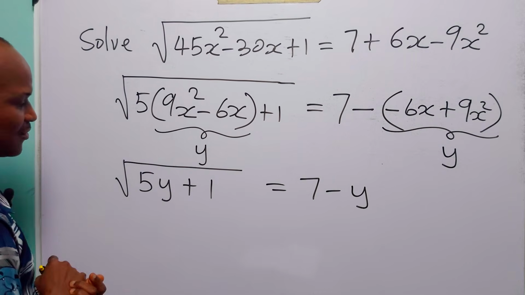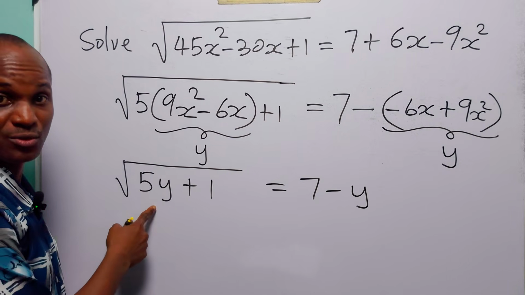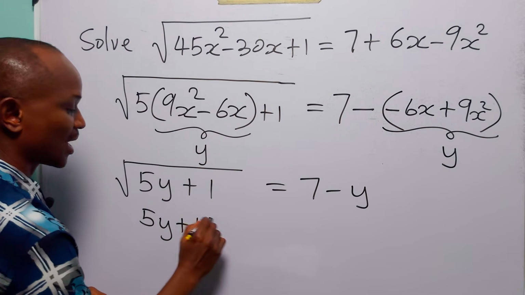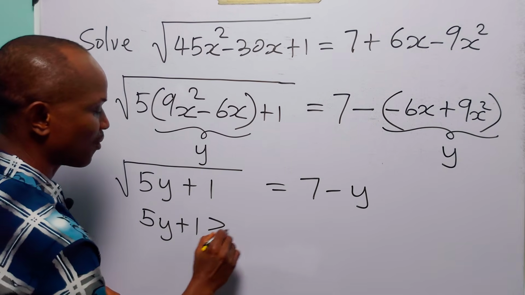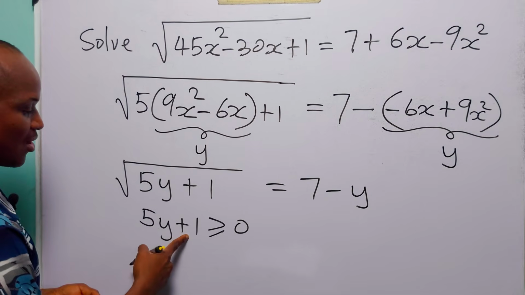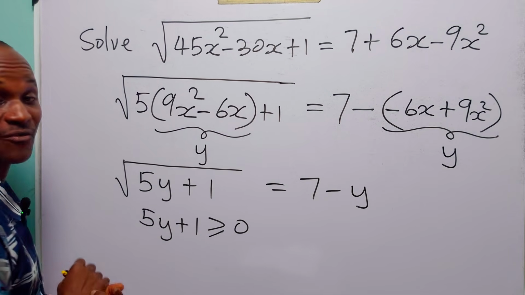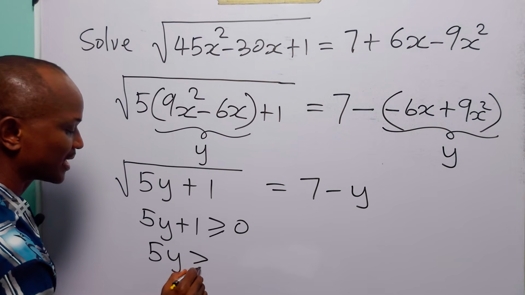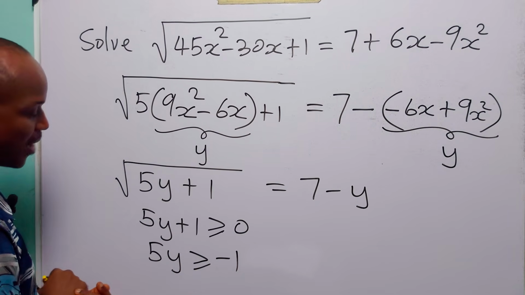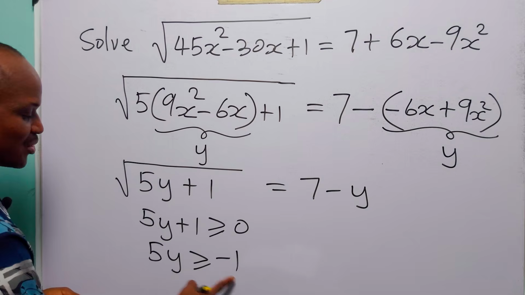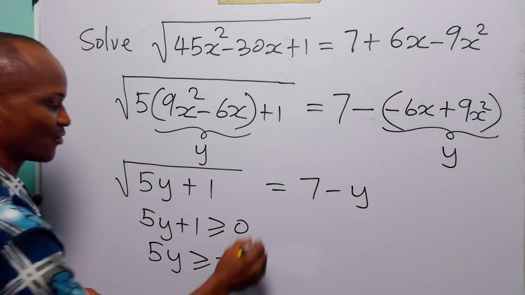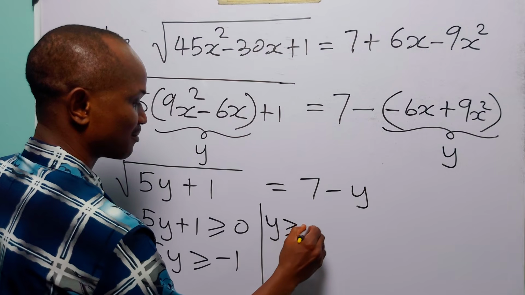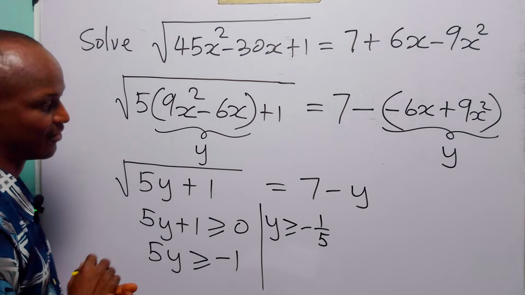Now, when you look at this equation, of course, you know that for this square root to be defined, then 5y plus 1 must be greater than or equal to 0. When we subtract 1 from both sides of this inequality, we have that 5y must be greater than or equal to minus 1. And of course, when we divide both sides of this by 5, we have that y must be greater than or equal to minus 1 over 5.